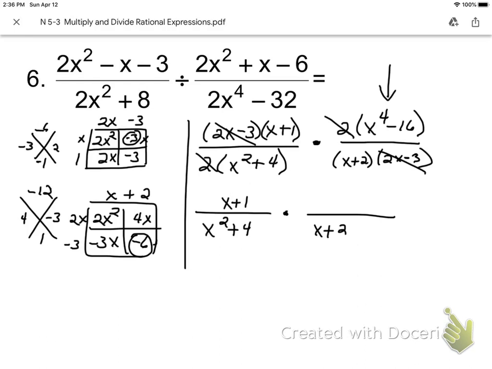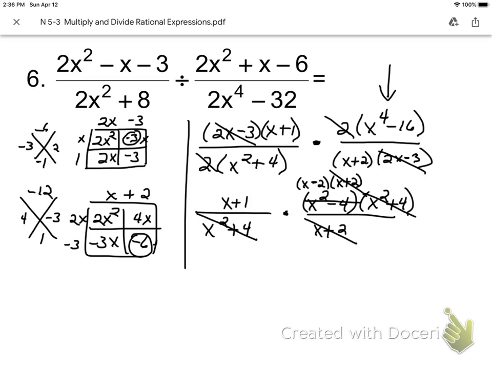Now x to the 4th minus 16 is a difference of squares. So that's x squared minus 4 and x squared plus 4. Okay, but x squared minus 4 will factor as x minus 2, x plus 2. So that will factor even further. So now we can cancel out this x squared plus 4, and we can cancel out this x plus 2.